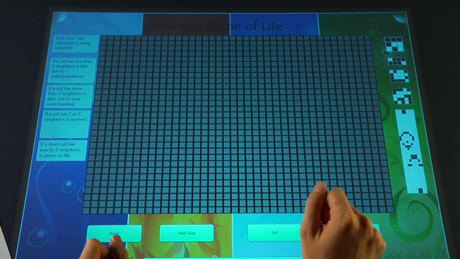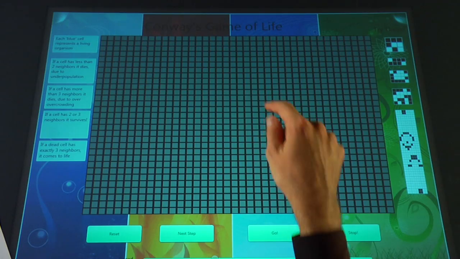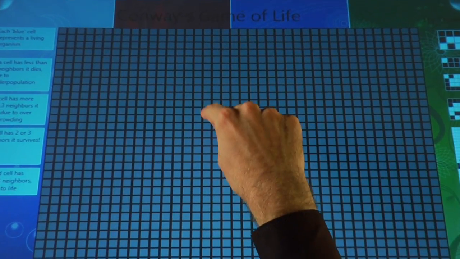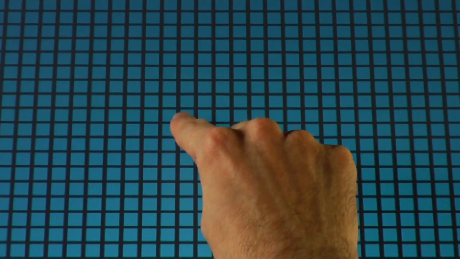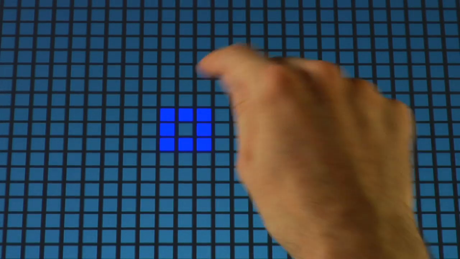This is an implementation of Conway's Game of Life, which creates complex systems of patterns based on four simple rules. All of these squares are cells. Gray cells are dead, and these blue cells are alive. Here are the neighbors of a cell. And here are the rules of the game.